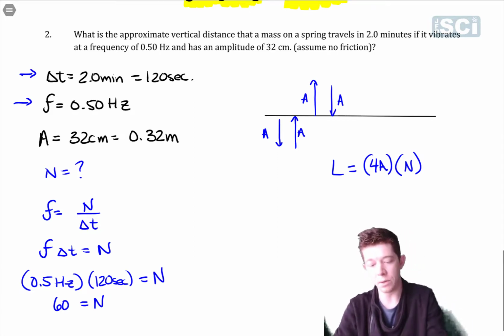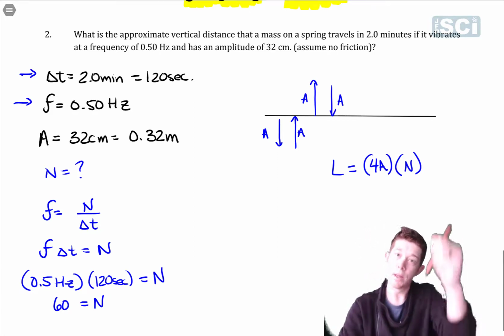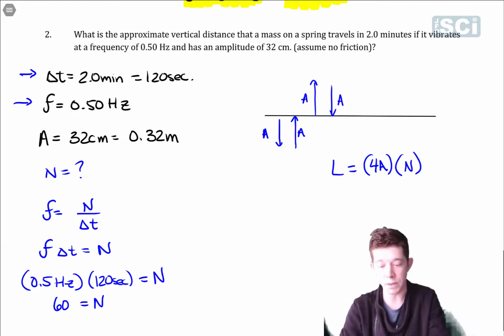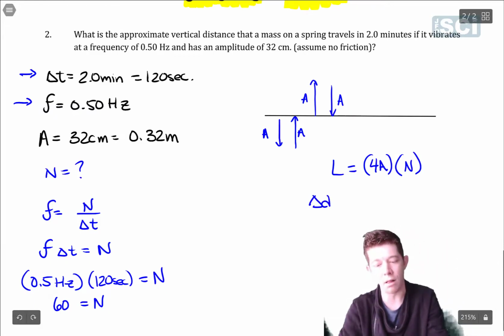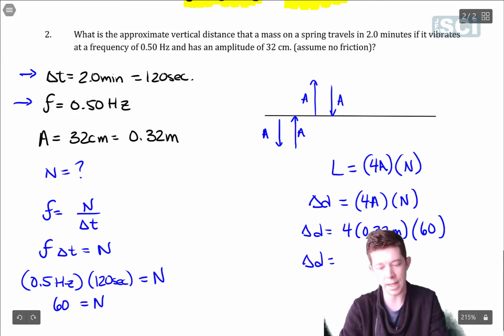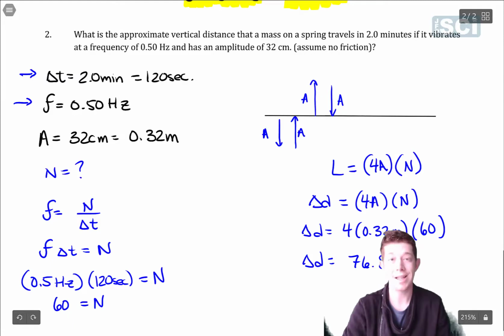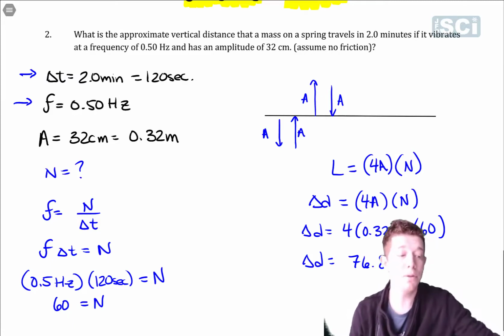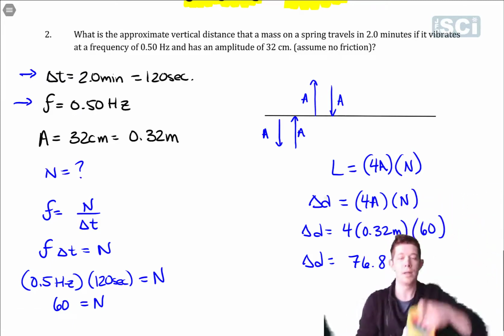So let's find out the length of the pendulum, how far it actually moves. We'll call it delta D instead of the L. So delta D is equal to 4A multiplied by N. So delta D is going to be 4 times its amplitude, 0.32 meters, multiplied by that 60 cycles, and you find out that this pendulum actually moves 76.8 meters.